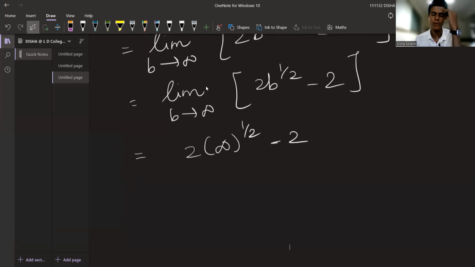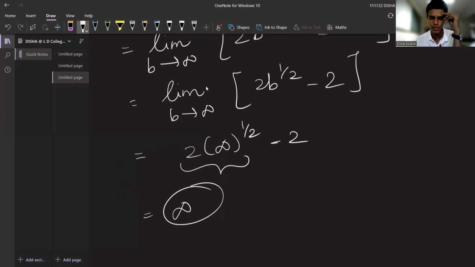Now what is infinity raised to power 1 by 2? Infinity is a very big number, so any big number raised to power 1 by 2 would also be a big number. So infinity raised to power 1 by 2 will be infinity itself. And infinity multiplied by 2, a very big number multiplied by 2, will also be a very big number. So this whole term would be infinity, and infinity minus 2, a small number subtracted from a big number, will always be a big number. So it will be infinity only. So the answer of our improper integral is infinity.